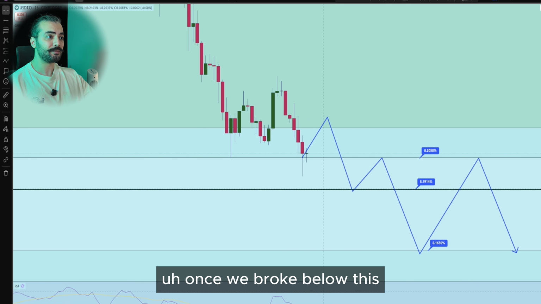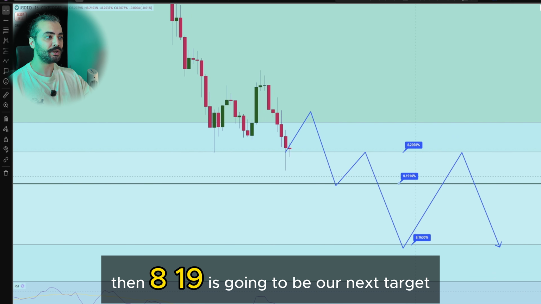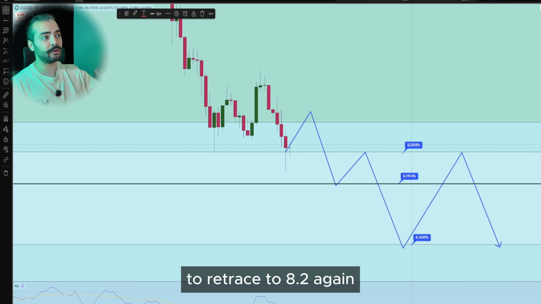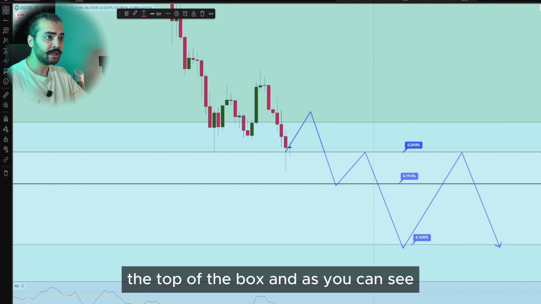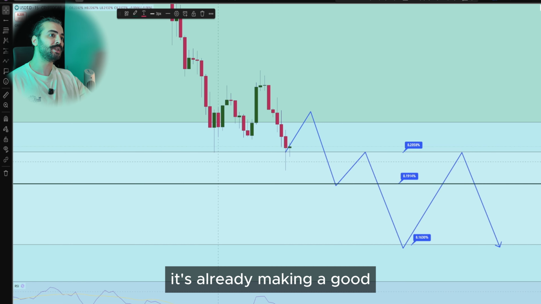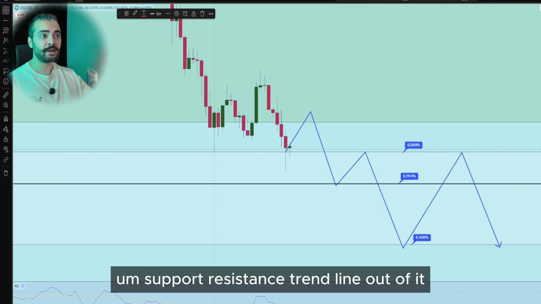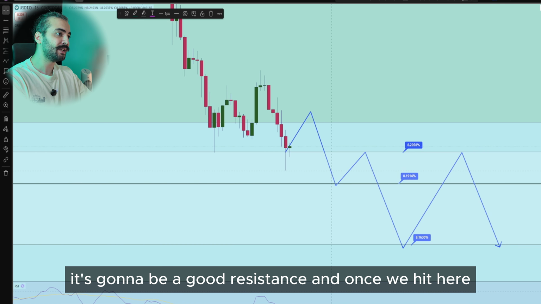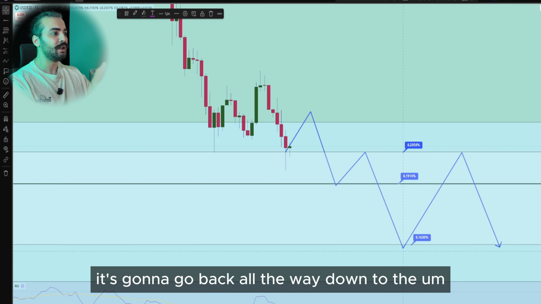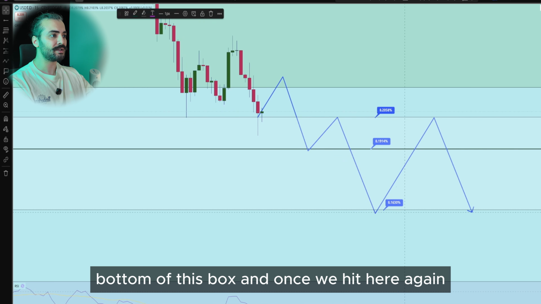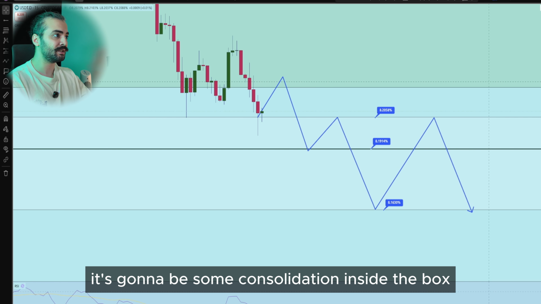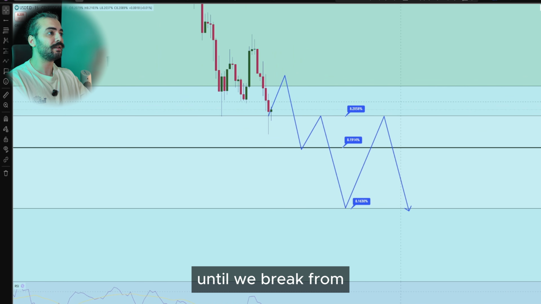Once we break below this, then 8.19 is going to be our next target, and then there's a good chance to pull back, to retrace to 8.2 again, the top of the box, and as you can see, it's already making a good support resistance trend line out of it. So right now it's a support, but once it's inside the box, it's going to be a good resistance, and once we hit here, it's going to go back all the way down to the bottom of this box. And once we hit here again, it's going to be bouncing and ranging here, some consolidation inside the box until we break from either way.